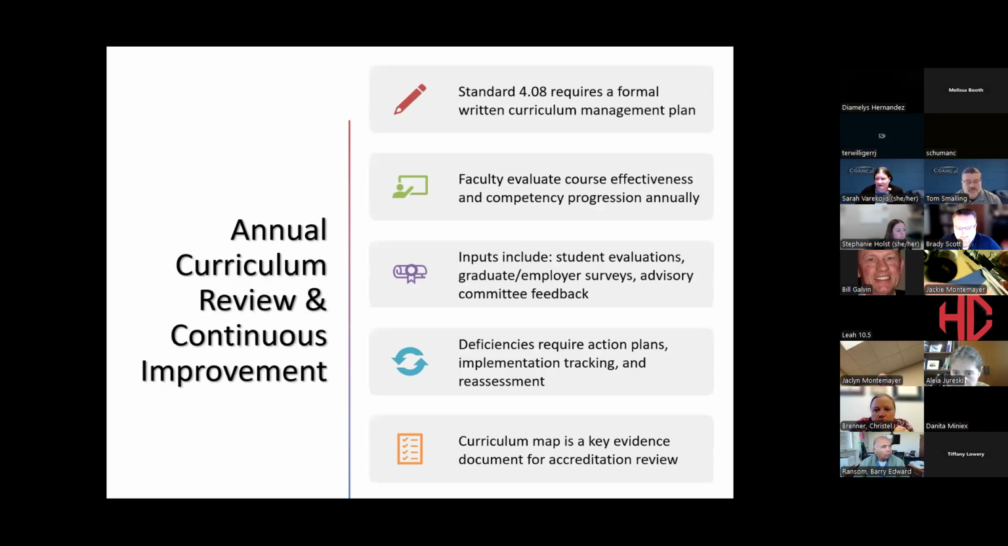So evaluation and continuous improvement, a little more specific. I already covered many of these things, but you need a formal plan, course effectiveness, faculty participation. You need to have those student evaluations done, graduate and employer surveys, and advisory committee feedback. A number of these things will be done because I kind of glanced over at the chat. When are these coming out? Soon. Some within the next month or so, some a little later.